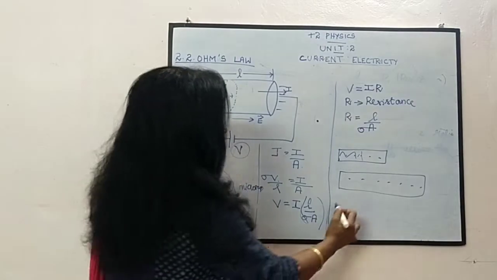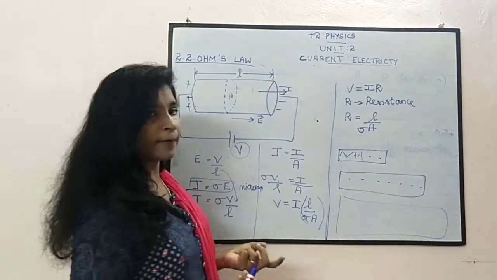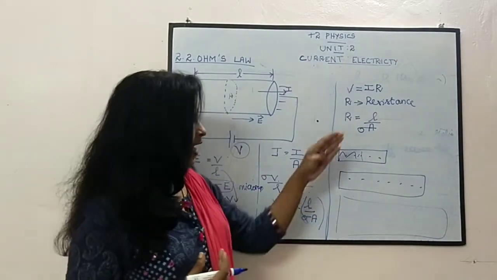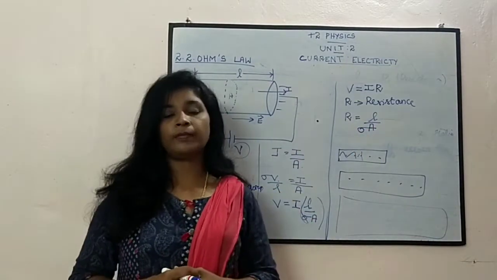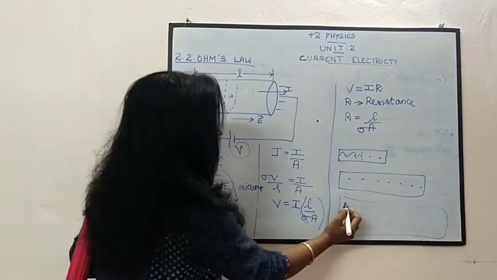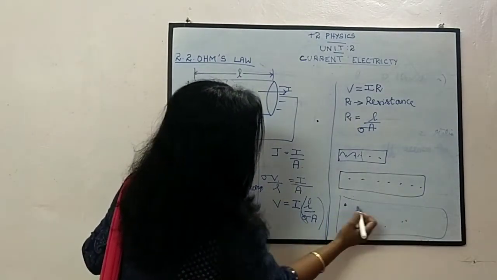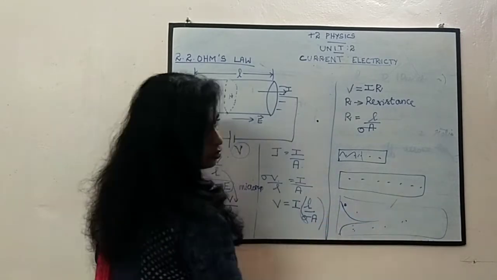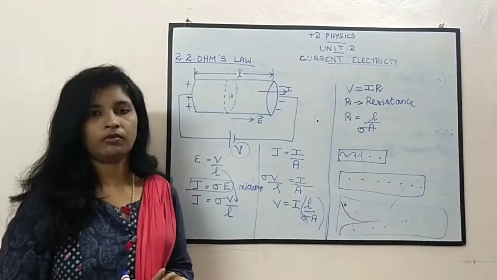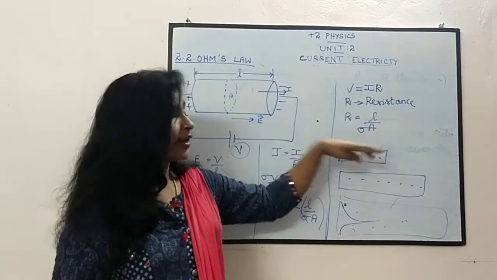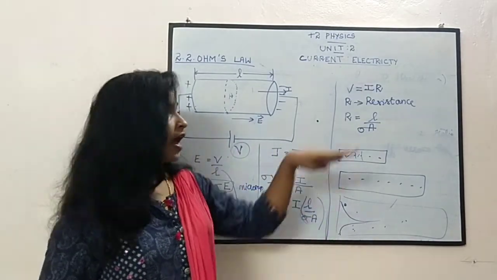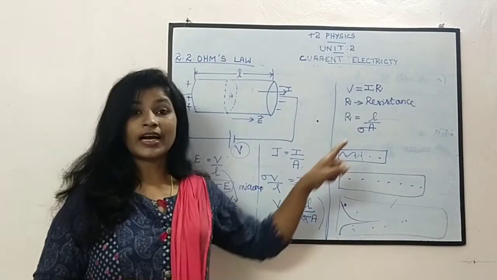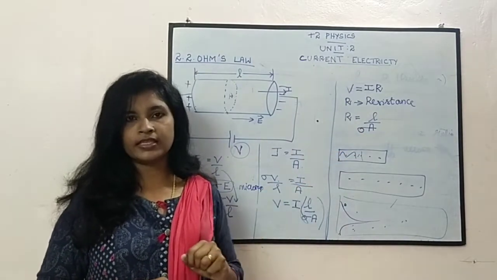Similarly, as the area increases, what happens? Definitely my resistance will decrease. As the area increases, my resistance will be decreasing, because if there is a resistance here, the current can flow around it. If there is an obstacle here, it will go this way. It will have so many ways to move. So as the area increases, resistance will be decreasing. This is nothing but conductance, that we will discuss later.